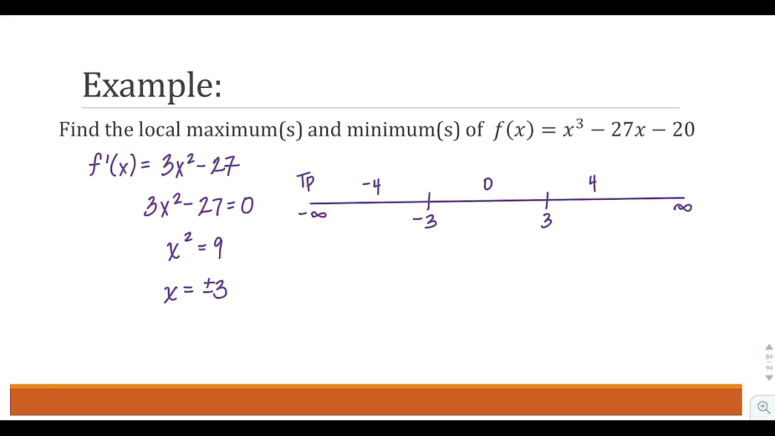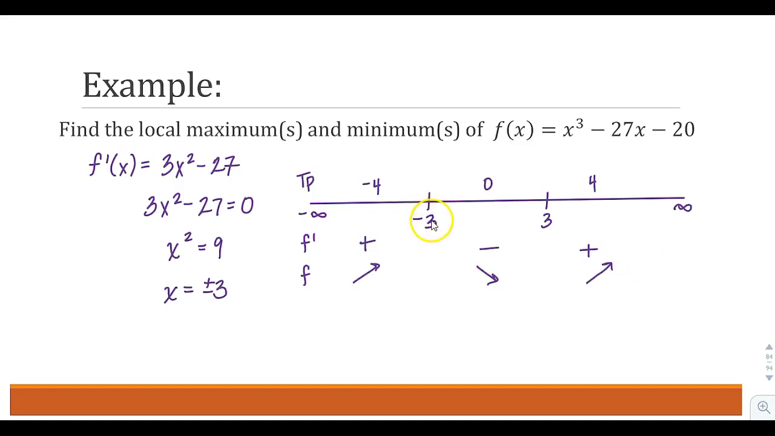And we're interested in the sign of f prime to tell me about f. So I take negative 4 and I think about whether f prime is positive or negative there. If I substitute in negative 4 here, I get 16 times 3 is 48 minus 27, which is positive. If I substitute in 0, I end up with negative 27, so I get a negative value. And if I plug in positive 4, I again get a positive value. So what's happening is that f is going from increasing to decreasing to increasing.